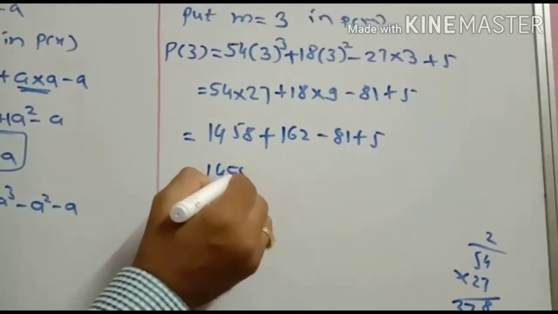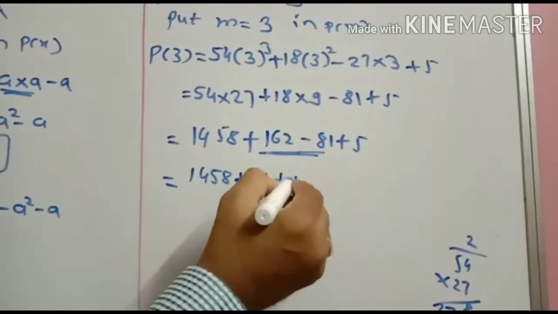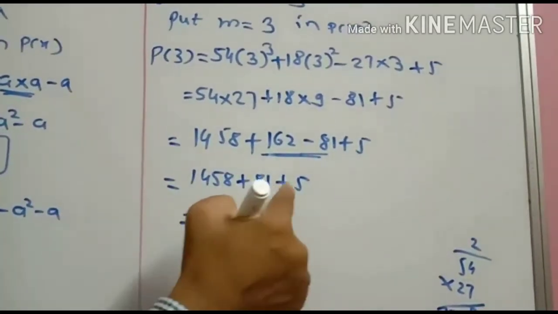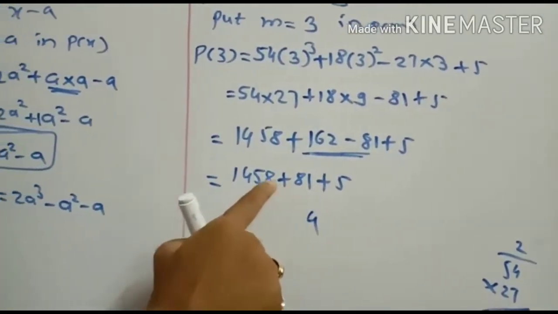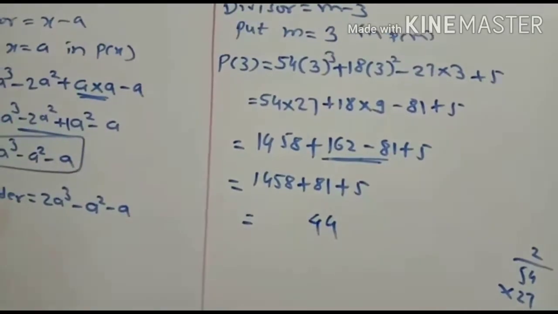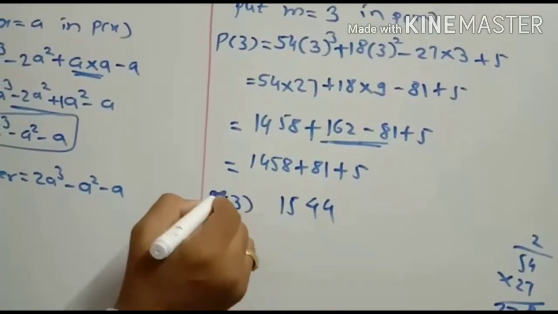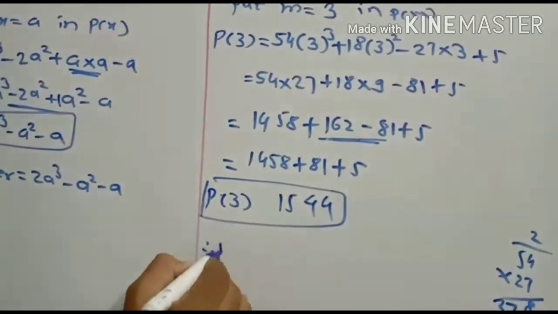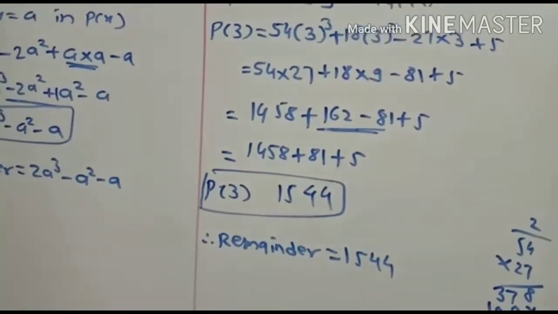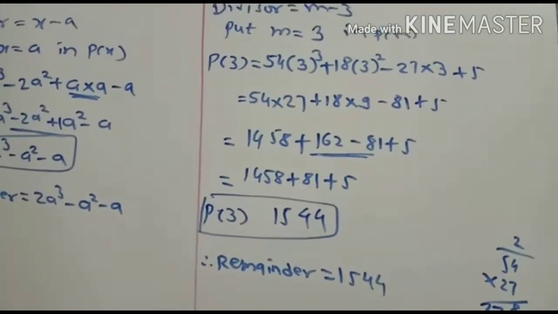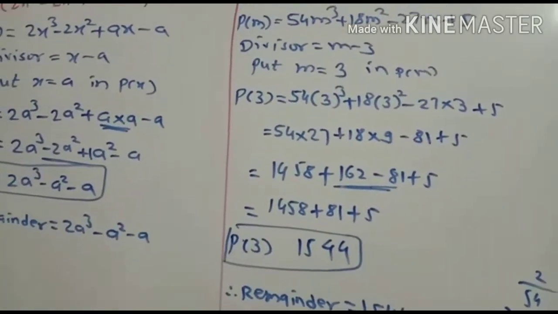Now 1458, and the subtraction of this, 162 minus 81, that is 81, plus 5. Now addition of this: 5 plus 1 is 6, 6 plus 8 is 14, remaining 1, that is 8 plus 1 is 9, 9 plus 5 is 14, remaining 1, 14 plus 1 is 15. That is the value of P of 3, and therefore the remainder is 1544.